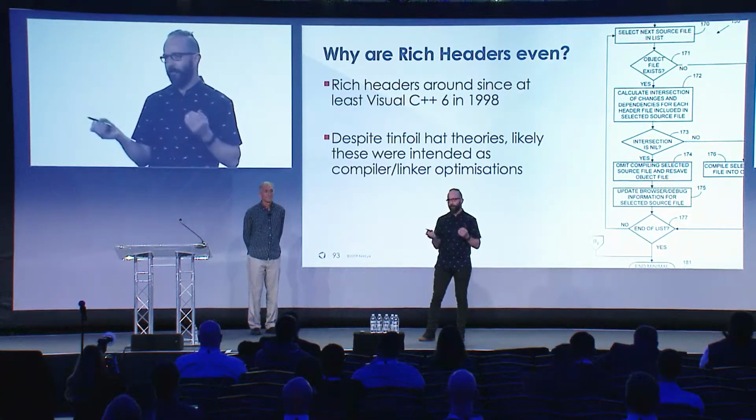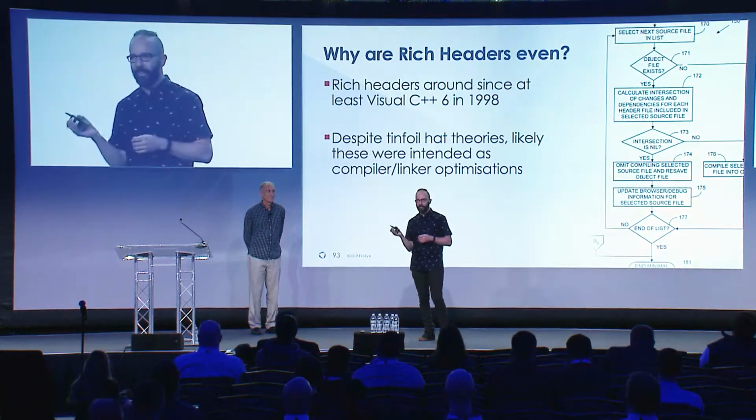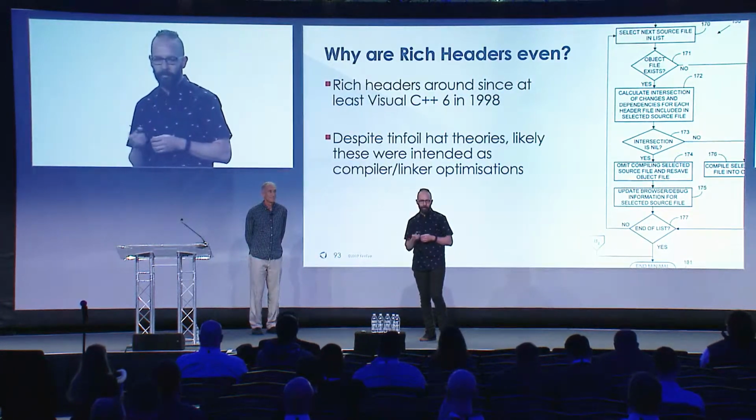Despite these tinfoil hat theories, I've been digging through some old Microsoft patents and looking at the reasons behind these. The most likely explanation is that these are actually part of linker and compiler optimizations and not the sort of malicious intent that some people assumed. That said, we're going to talk about how we can actually use these, or rather misuse these from their original purpose, for the purpose of fingerprinting binaries.